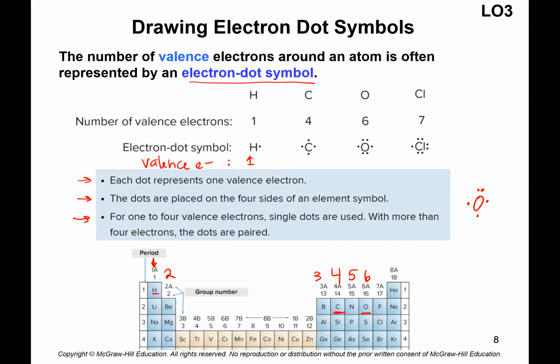I need 6, so 5 and 6. You can draw the dot structure like this, or you can draw it as it has been drawn here, where the lone pair is down here at the bottom. Either of these is correct. You can draw either one.